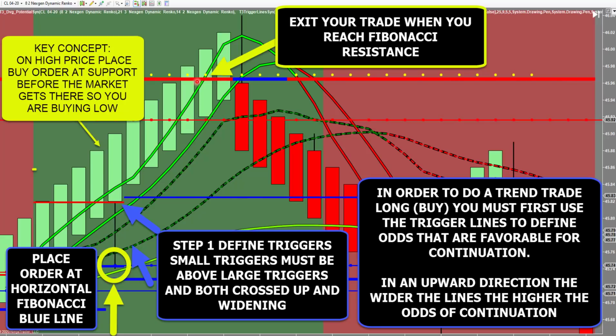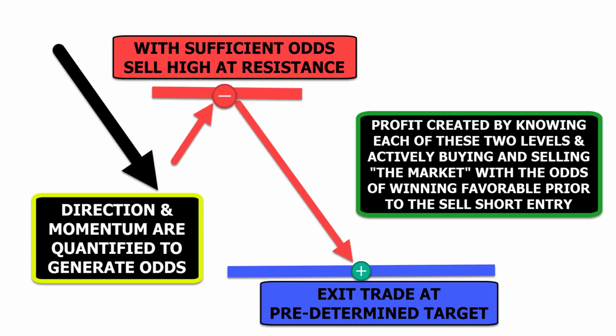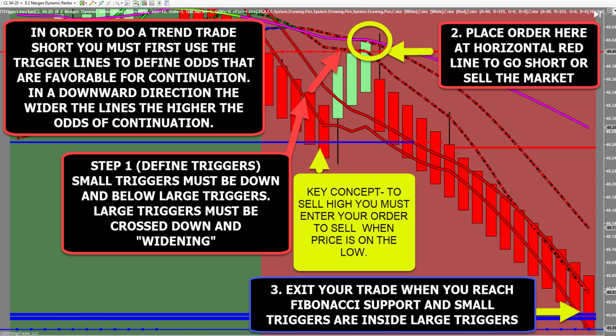It's not a guarantee, but the odds are definitely in your favor. When you think about doing a sell signal or a short trade, you're going to do the same thing. You're going to quantify the direction and momentum of your triggers to generate favorable odds. With sufficient odds, you're going to sell at resistance on the way up and hopefully buy it at support or a predetermined exit on the way down. And again, this is what it looks like in the real world with our software.